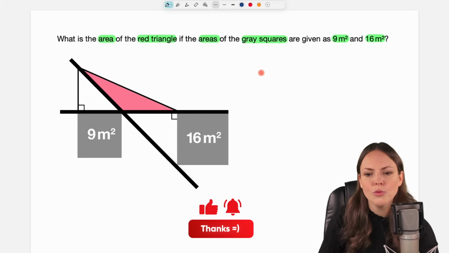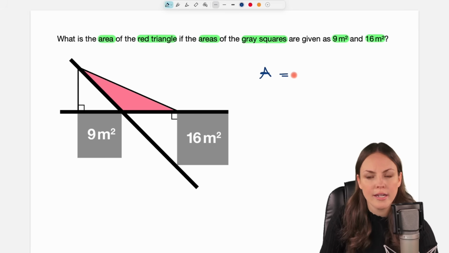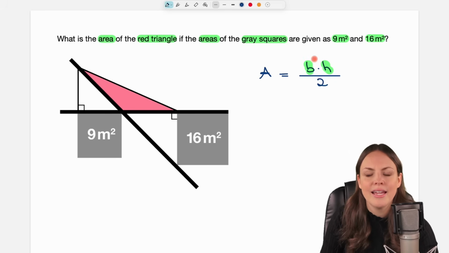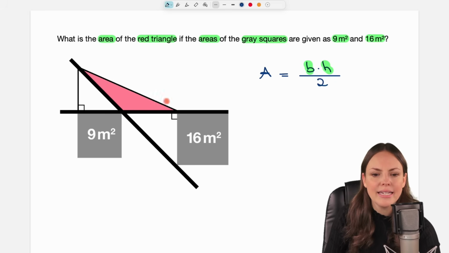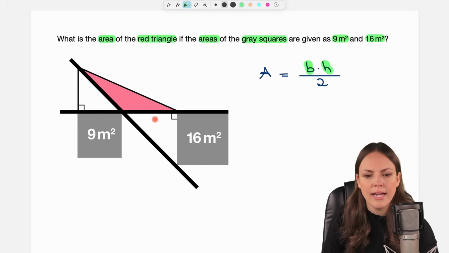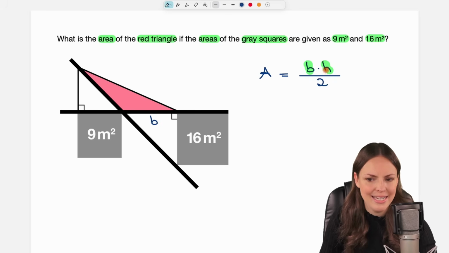In general, to find the area of a triangle, there is a formula we can use. It is base times height divided by 2. So we only have to find the base and the height of the triangle to find the area in the end. As a base, I can pick each side of my triangle. So let's just choose this one here as our base. And how can I find the height then?